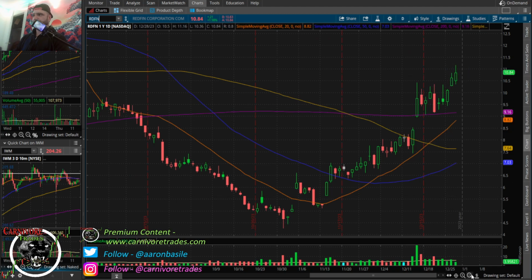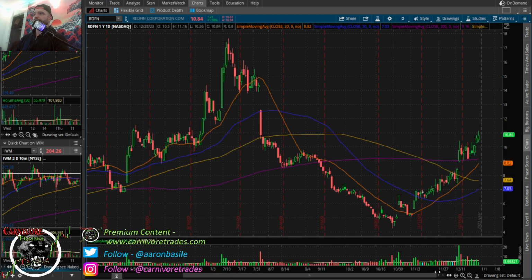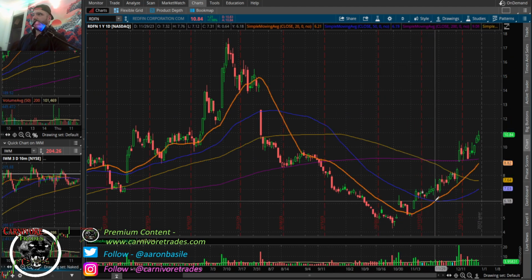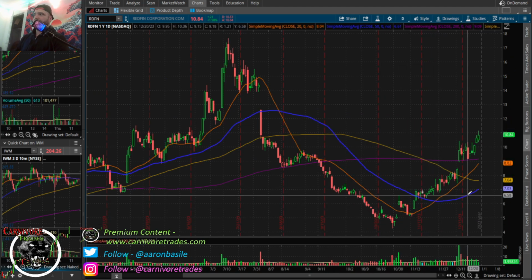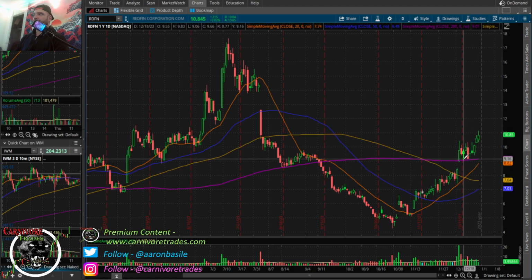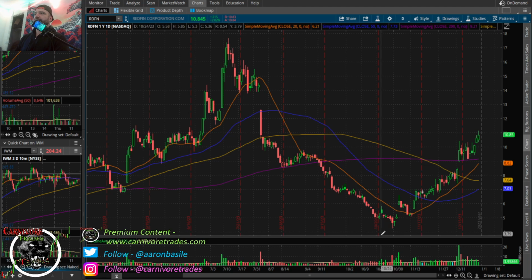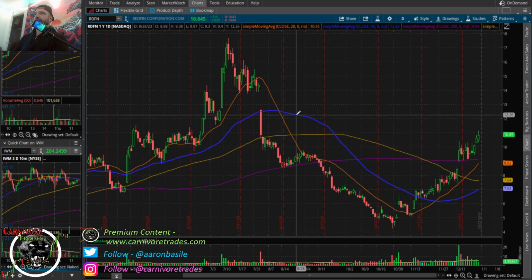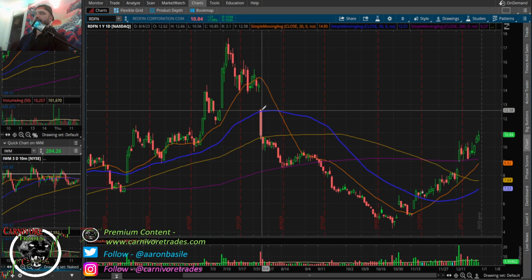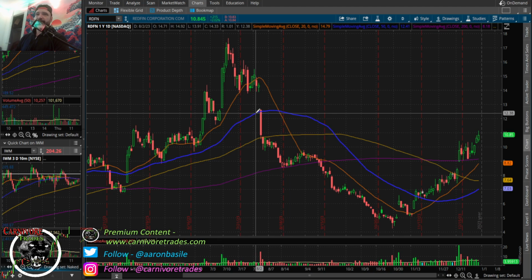continuation higher. What else do we notice about this? What did we do right around here? We reversed the trend: the 20 back above the 50, the 20 back above the 100, price above the 200 and all four major moving averages, with the 20 moving average catching up to price as it consolidates. These are the types of things that I tend to look for when I'm looking at an inside bar.